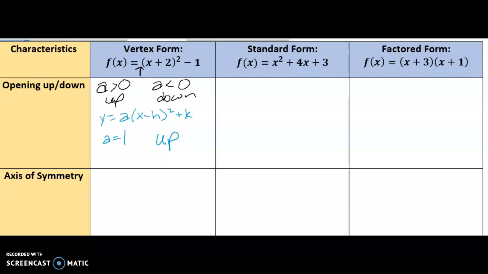Okay, the axis of symmetry comes directly from the x value of the vertex, which comes from our h. So if we're in vertex form and we want to find the axis of symmetry, it's just x equals h. So if we look here, our h is located right here. But now remember, it's x minus h, and it always comes out as the opposite. So for this problem, h is actually equal to negative 2. So our axis of symmetry is x equals negative 2.